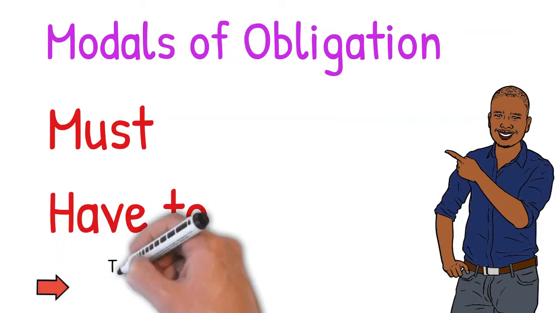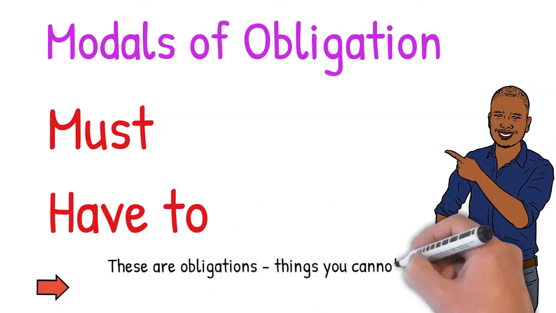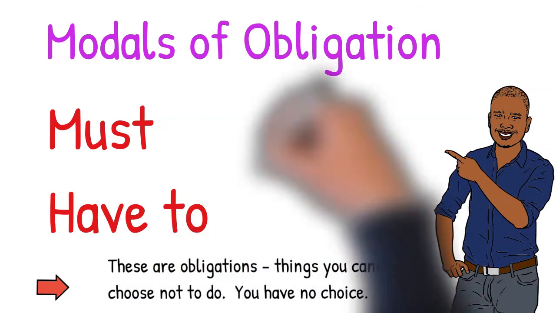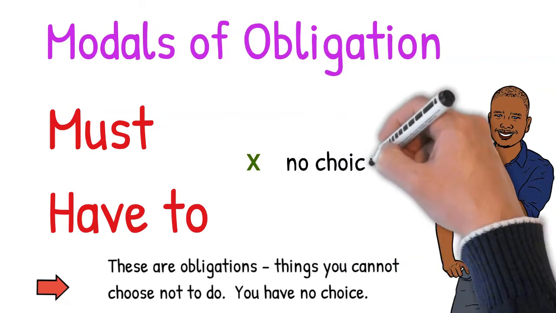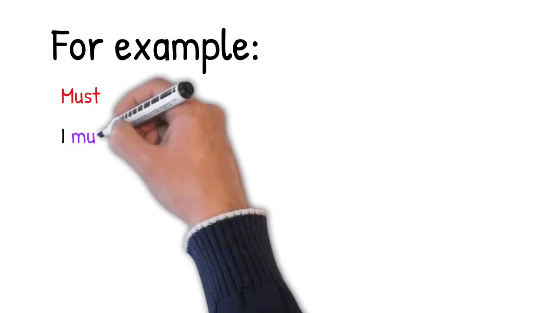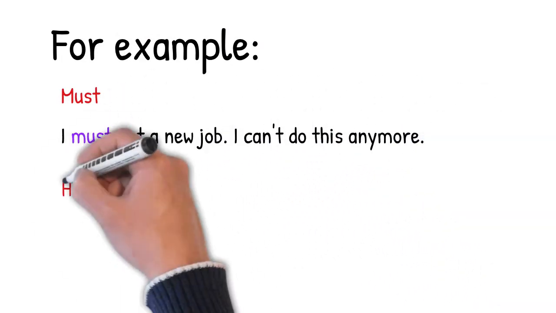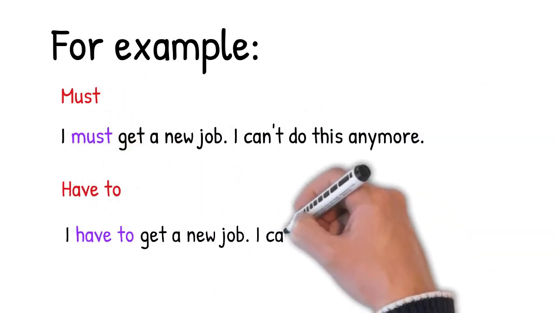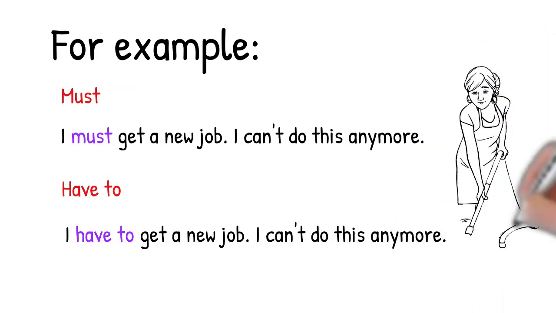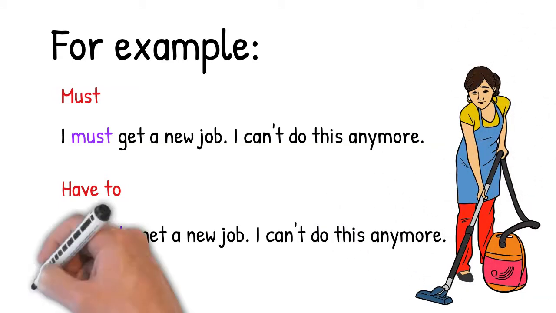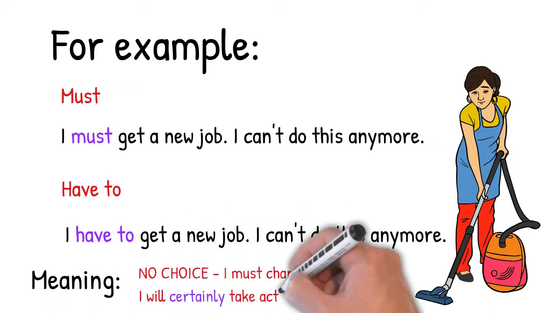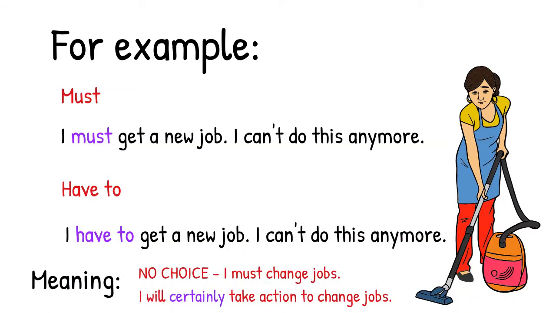These are obligations. That means these are things you cannot choose not to do. That means you have no choice in the matter. It's something you have to do. Let's look at an example sentence. Must. I must get a new job. I can't do this anymore. Or have to. I have to. You see how the pronunciation changes in the sentence. I have to get a new job. I can't do this anymore. So the meaning is there is no choice. I must change jobs. I will certainly take action to change jobs.